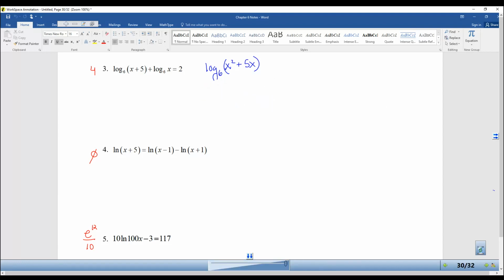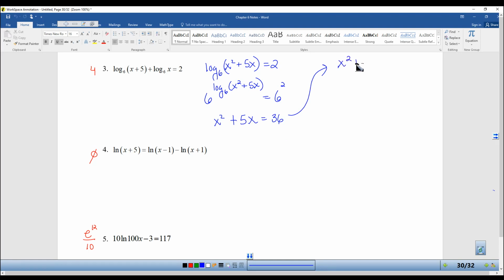On the other side, I still just have 2. I'm going to do 6 to the, this is called exponentiating. I'm going to exponentiate both sides using a base of 6. On this side, my base 6 for my exponent and my base 6 for my logarithm cancel each other out. And I get x squared plus 5x is equal to 36.